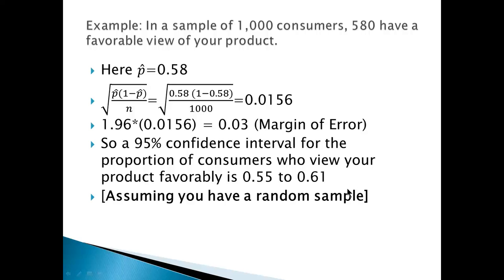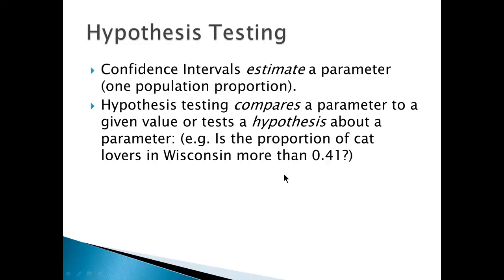Okay, so with confidence intervals we estimate a parameter of interest. With hypothesis testing we compare a parameter to a given value or test a hypothesis about it. So for example, is the proportion of cat lovers in Wisconsin more than 0.41? That's an important question. Everybody wants to know the answer to that. So there's our question: is p greater than 0.41?